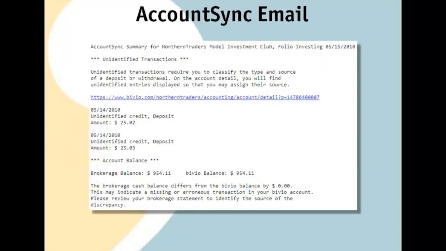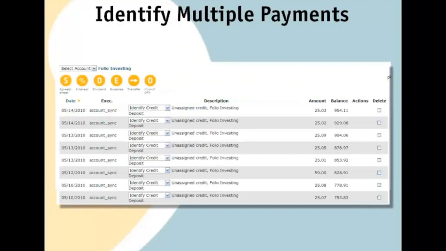Here's what the AccountSync email will look like. You can see that this one lists 2 unidentified credits. AccountSync knows there were deposits, but it has no way to know what they were for. You need to go to bivio and enter some more information to complete the entry. Here is a link that will take you right to where you need to go. It will take you to the transactions list for your brokerage account.